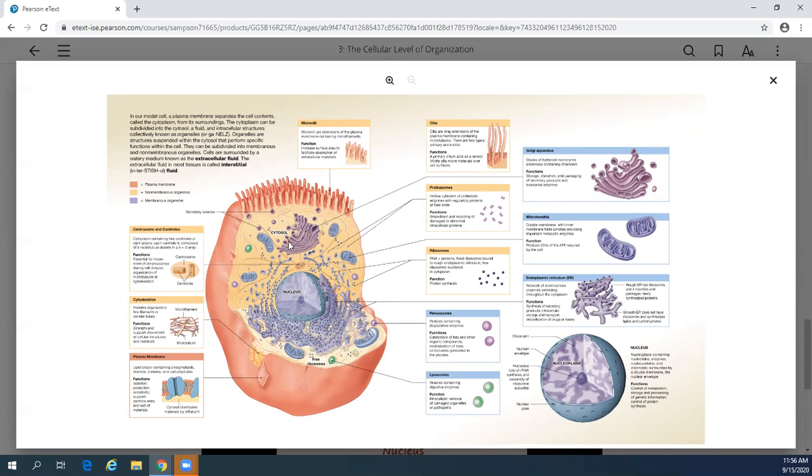Now, lysosomes actually are created from the next thing, which is the Golgi apparatus. Now, the Golgi apparatus is typically what we call FedEx, or I call FedEx. It's a packaging and shipping organelle.